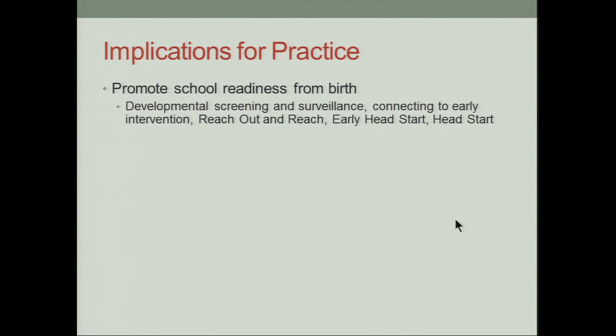So this includes developmental screening and surveillance, connecting those children with a deficit to early intervention, programs like Reach Out and Read, which we know improve early literacy skills, connecting children to early Head Start programs and Head Start preschools so that all children have access to those high-quality preschool experiences.